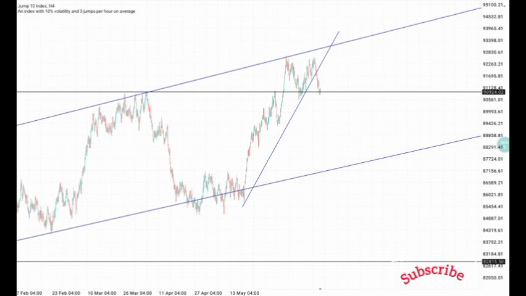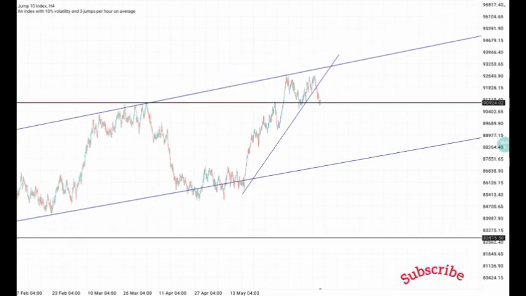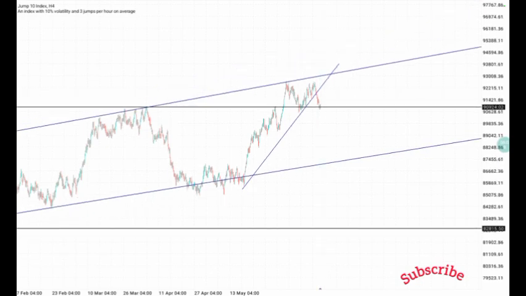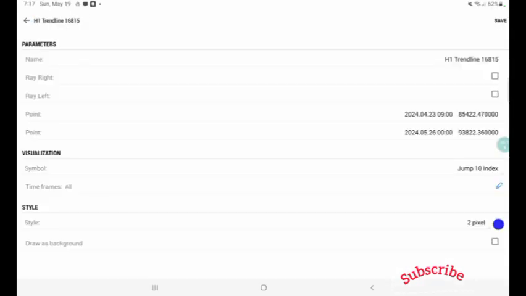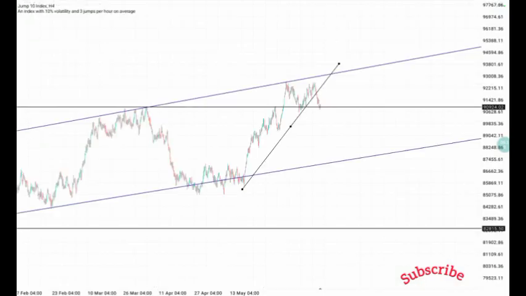Okay, so if you look at the 4 hour time frame, you are going to see that I already have a trend line. Okay, let me change the color of this trend line so you know. Let's say black. Okay, so you can see it now.